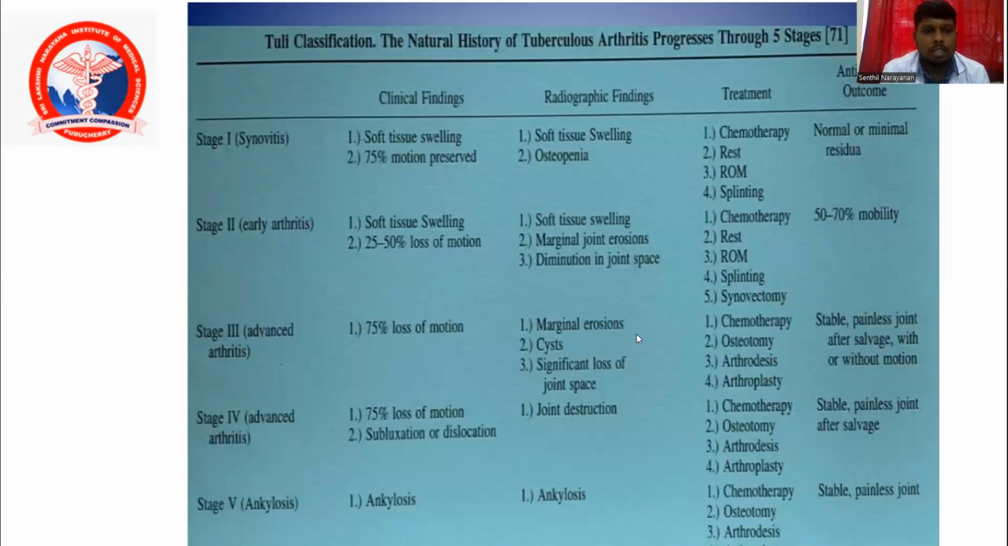So the clinical classification: the synovitis stage, with its clinical findings, radiological findings and the treatment; the early arthritis case; advanced arthritis; then dislocation and later ankylosis.